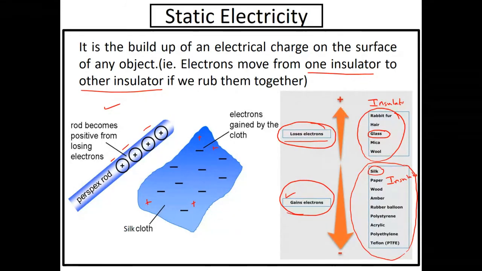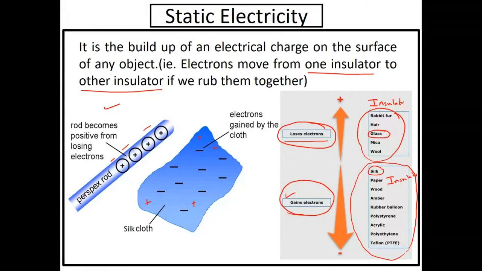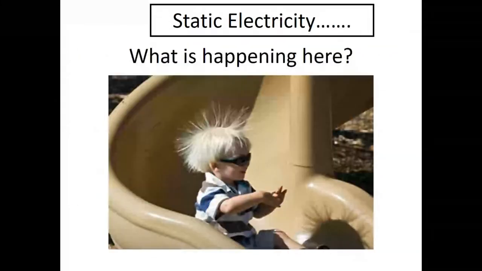But that is not a matter. What is exactly going on here? We transfer the electron from one insulator to another insulator if we rub them together. Clear? Okay. Now I gave one example. What did you observe from this picture? This is an example of static electricity.